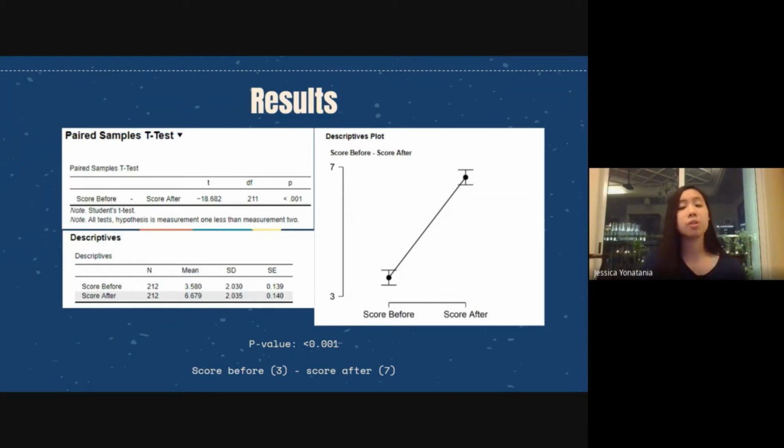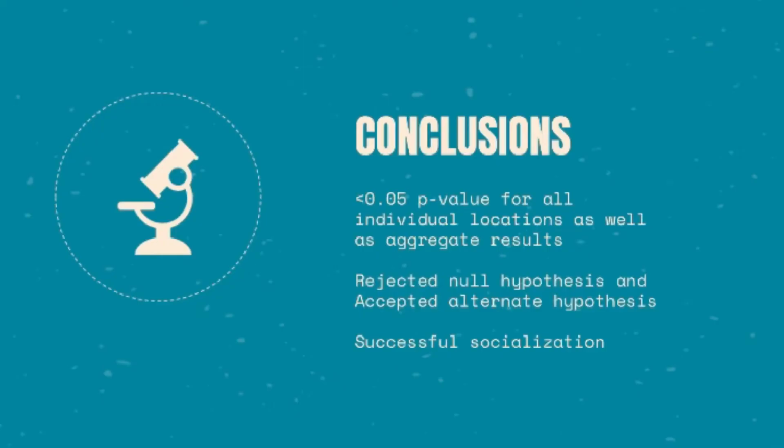And so for the conclusion, there is a less than 0.05 p-value for all individual locations, as well as aggregate results. And so the null hypothesis can be rejected, and the alternate hypothesis is accepted. Therefore, a successful socialization has been achieved.